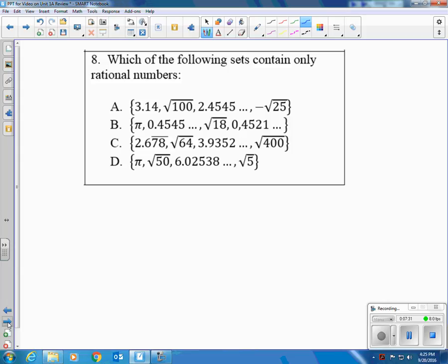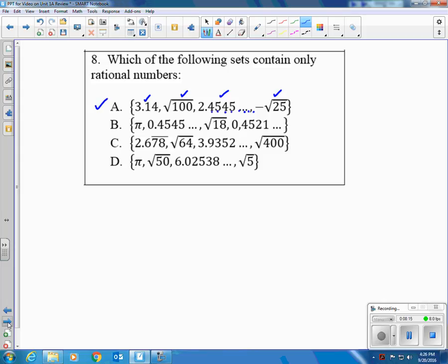Number 8, which of the following sets contains only rational numbers? Okay, so again, thinking of my real number system, I'm thinking of everything on the left side of my graphic organizer. So I'm looking for rational numbers. I'm going to check them off as I go. This is rational because, again, it ends. 3.14, it's done. Square root of 100 is 10. 10 is a rational number. 4, 5, 4, 5, that's going to continue 4, 5, 4, 5. That's repeating. If it's repeating, it's rational. So I'm checking that one off. And then this here is a negative square root of 25. That's going to be negative 5. That's also rational. So far, this is the answer I like.